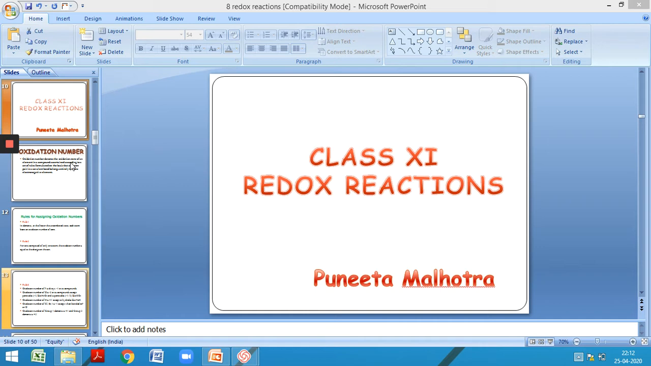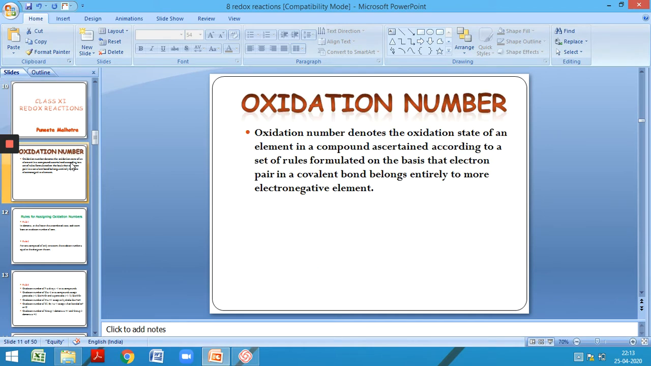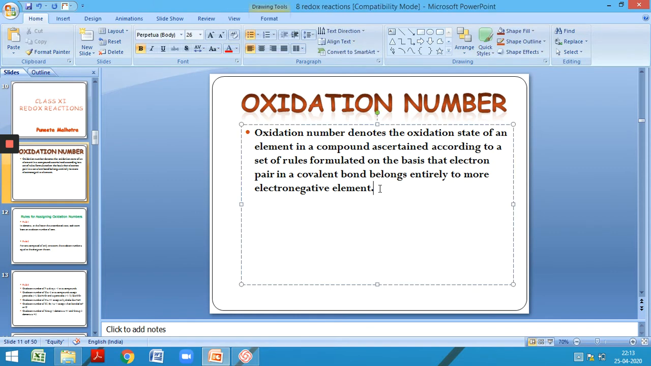We are going to study about the concept of oxidation number today. Oxidation number denotes the oxidation state of an element in a compound, ascertained according to a set of rules formulated on the basis that the electron pair in a covalent bond belongs entirely to the more electronegative element. Now, what does this statement mean?